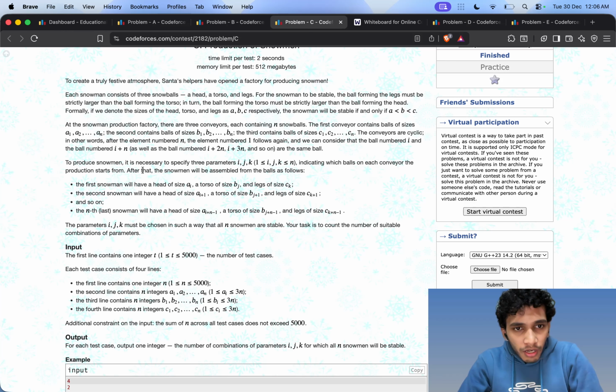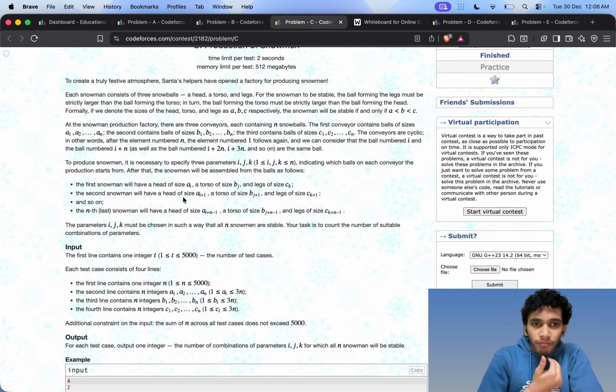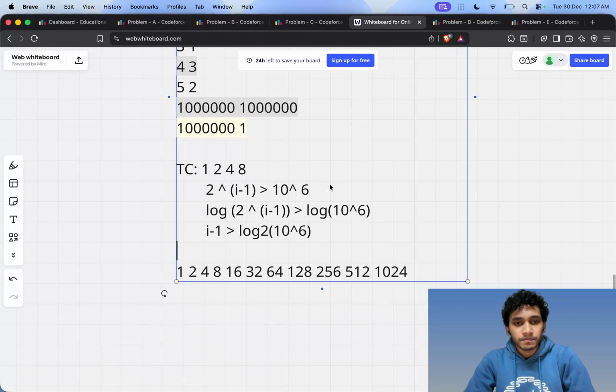To produce snowmen, it is necessary to specify three parameters i, j, k, indicating which balls on each conveyor the production starts from. After that, the snowmen will be assembled from the balls as shown. The first snowman will have a head of size A i, torso of size B j, and legs of size C k. Second will have A i plus 1, B j plus 1, C k plus 1. What does this mean?